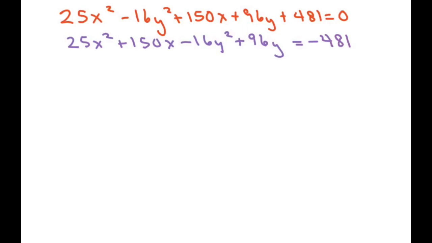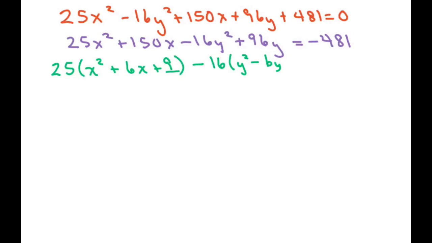Now, completing the square, the first thing I'm going to do is factor out a 25. So I'm going to get an x squared plus 6x. And to complete the square, half of 6 is 3 and squared, and you get 9. Now, for this part, I'm going to put a minus. I'm going to factor out a negative 16. So it's going to be y squared minus 6y. When you're factoring out a negative, this is going to change that sign. So it'll be 6y, and then again, you take half of negative 6, you get negative 3. When you square it, it's positive.